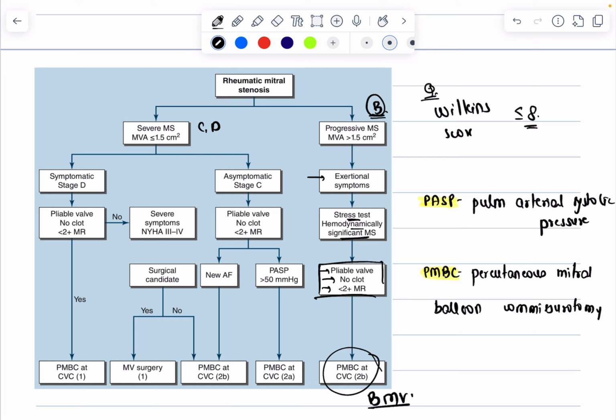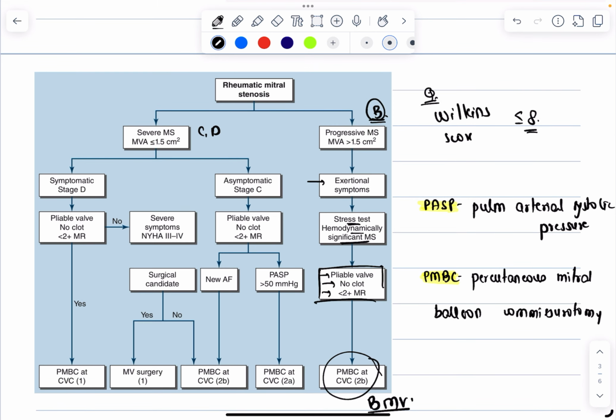And if the patient is having severe MS, then the patient could be symptomatic or asymptomatic. In the symptomatic patient, if the valve anatomy is good and the Wilkins score is less than 8, then we will go for BMV. And if the valve anatomy is not good or the Wilkins score is more than or equal to 8, then we will go for mitral valve surgery. As simple as that.